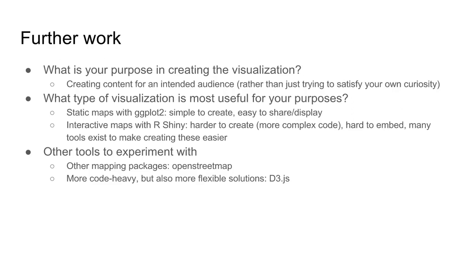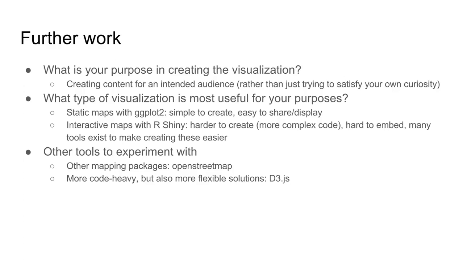Also, we want to consider what type of visualization is most useful for our purposes. So interactivity can be really cool, but sometimes it can add unnecessary complexity to the project. Static maps with ggplot2 are really easy to make, they're really easy to share and display, and they might be the best option for your purpose. Interactive maps with R Shiny are really cool. They can answer a lot more questions than static maps might be able to, but they're much harder to create, and sometimes they're hard to share and embed in websites. However, there are many resources available to make this process easier.